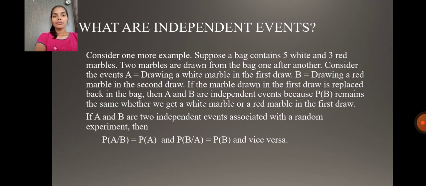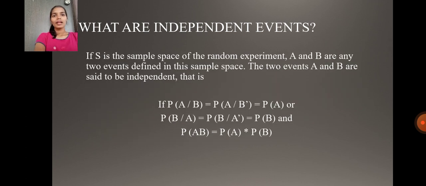If A and B are two independent events associated with a random experiment, then the probability of A given B is equal to the probability of A, and the probability of B given A is equal to the probability of B, and vice versa. If S is the sample space of the random experiment, and A and B are any two events defined in this sample space, the two events A and B are said to be independent if P(A|B) = P(A|B') = P(A), or P(B|A) = P(B|A') = P(B), and P(AB) = P(A) × P(B).